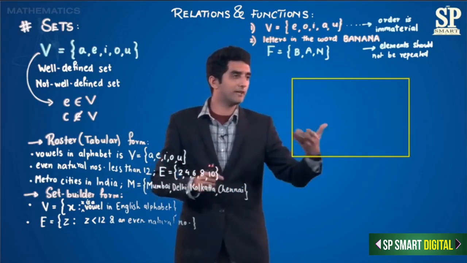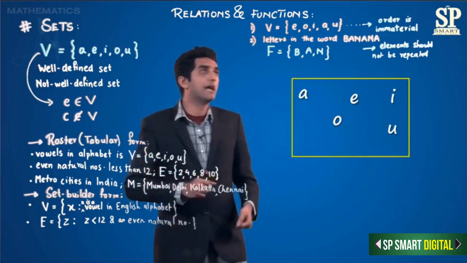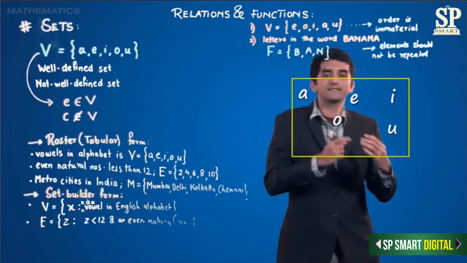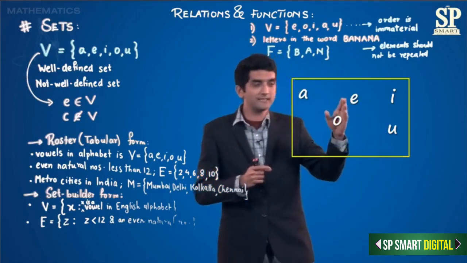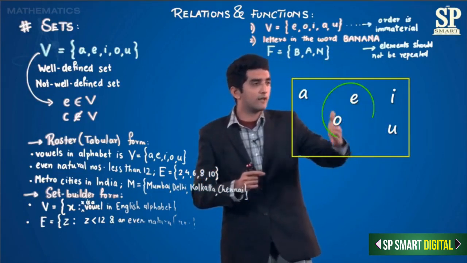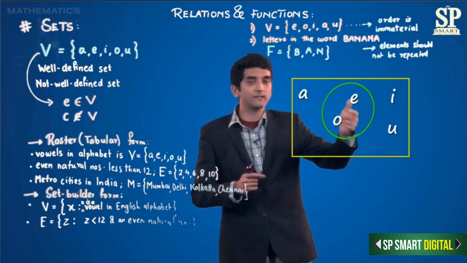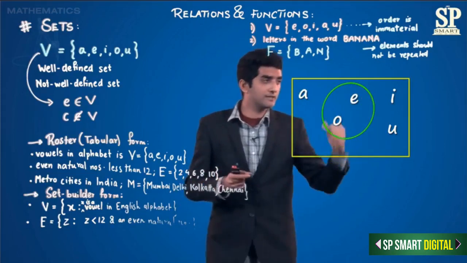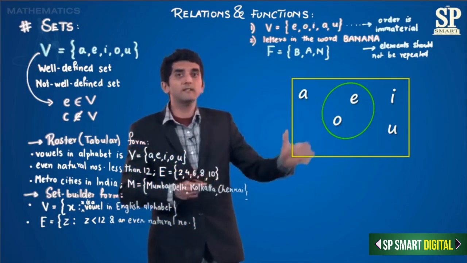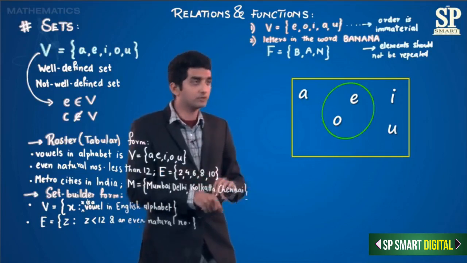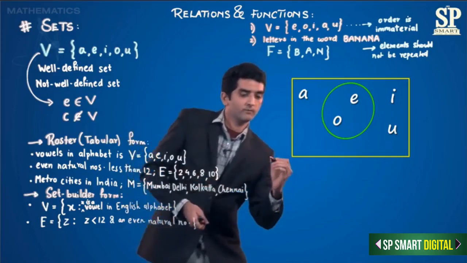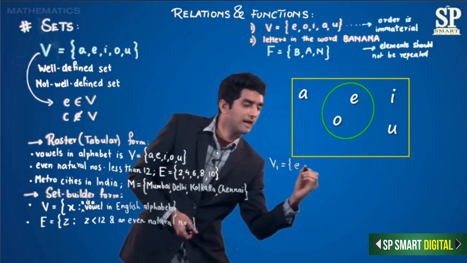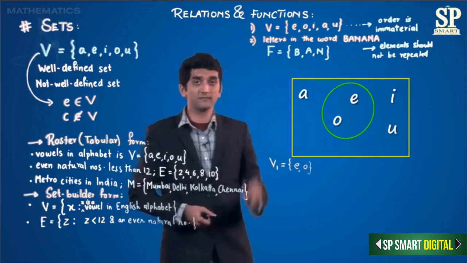So we have the 5 elements, as we can see, A, E, I, O, U, and as I said, V1 will be the subset. So these 2 elements, E and O, are forming another small set which we are calling V1, and we are involving both of them in this particular circle. So that circle represents the set V1. Let us just write that down. V1 is equal to E and O. These are the 2 elements that V1 has.